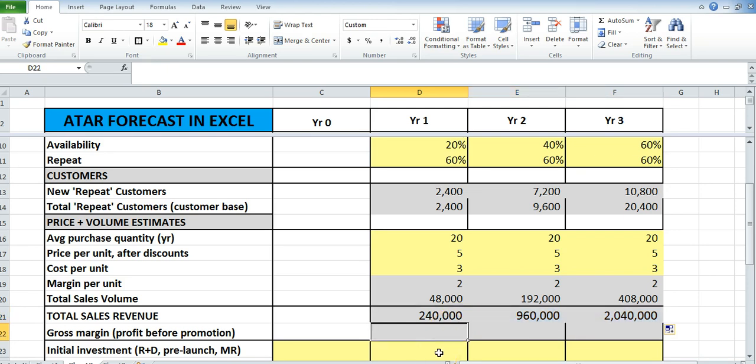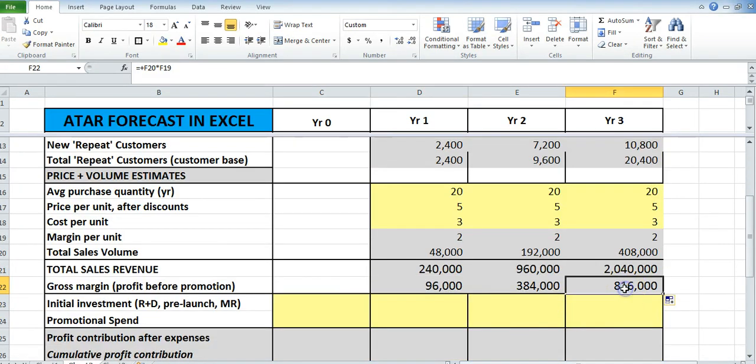And then finally, what about our gross margin? What's our profit? So that's the same calculation. It's the same units, 48,000 units sold, but instead of using price, I'm actually using our profit margin. So that's the amount of money left over after we pay the cost for the products. So we get basically 100,000 profit contribution, etc., up to 800,000.